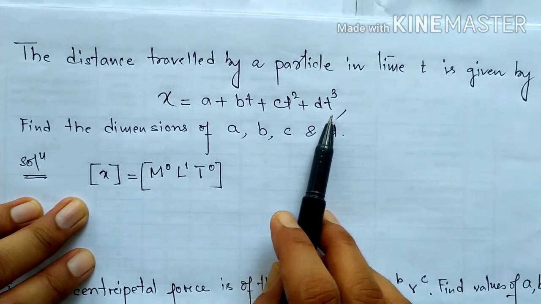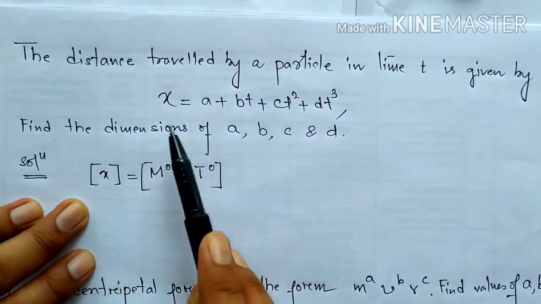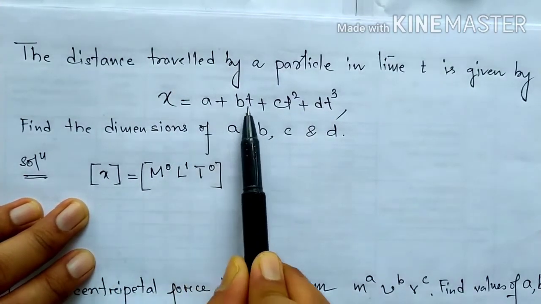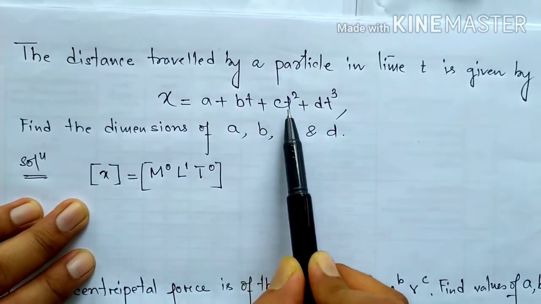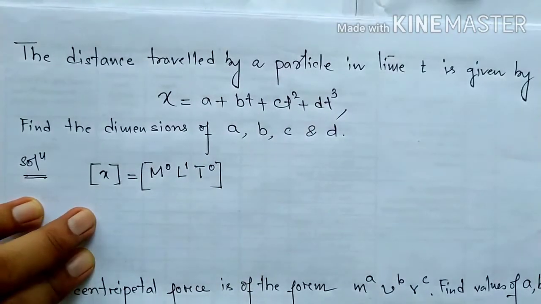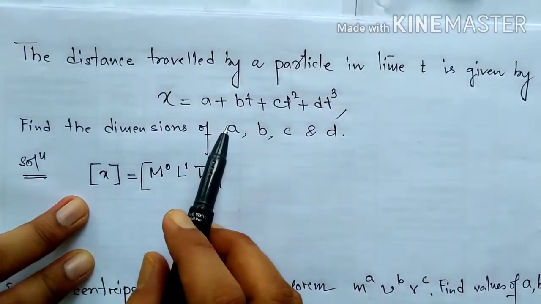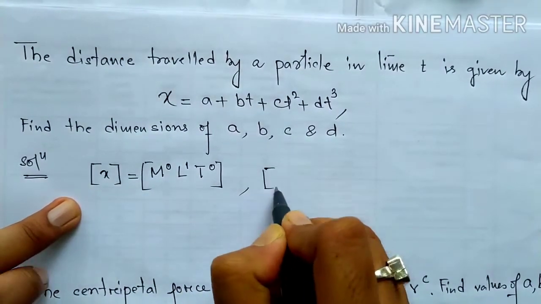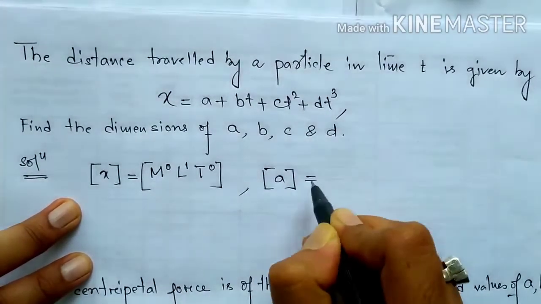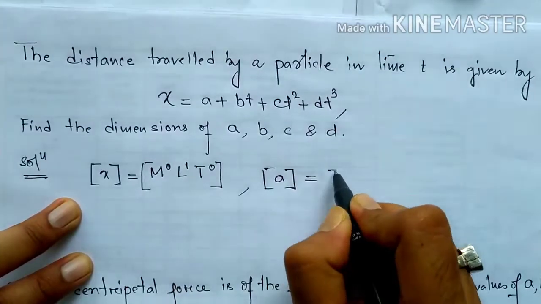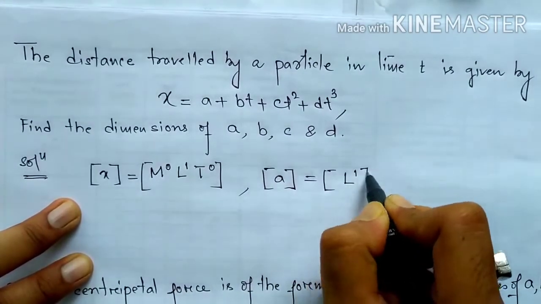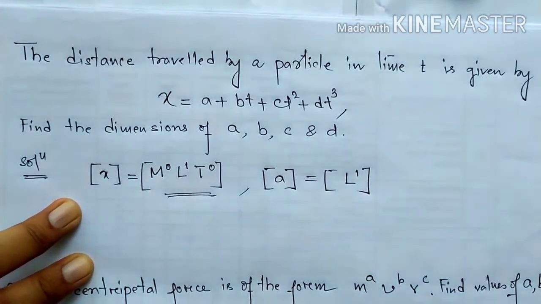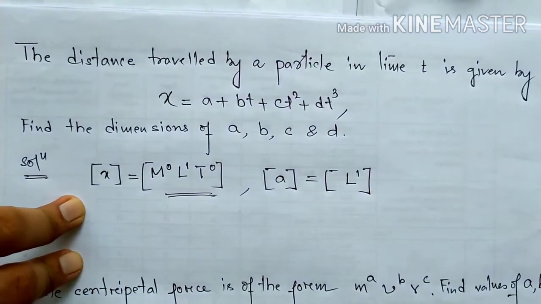Now if this is the correct equation, then the dimension of x has to be equal to the dimension of a, has to be equal to the dimension of bt, has to be equal to the dimension of ct square and so on. So that means the dimension of a will be equal to the dimension of x, which is nothing but L to the power 1, or I can write it like this, m to the power 0, L to the power 1, t to the power 0.